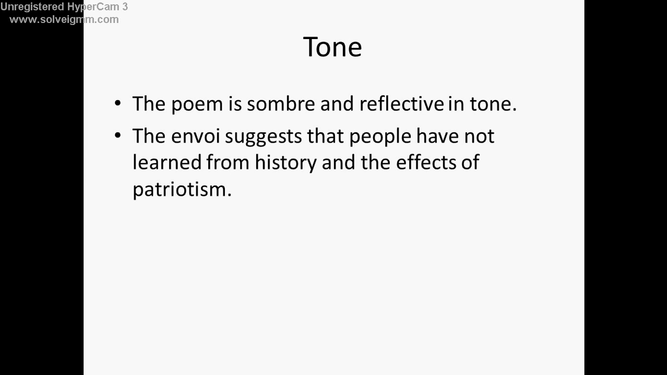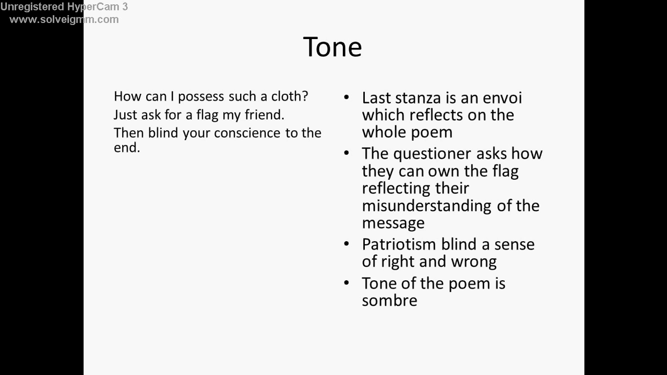The envoy suggests that people have not learned from history and the effects of patriotism. So despite having all those powerful images in the first 4 stanzas, the questioner still hasn't understood it. It wants to possess the cloth. And interestingly, how can I possess such a cloth? I think the language choice there, possess, is really significant. The person is asking how they can own the flag, but the flag can also possess them and own them.